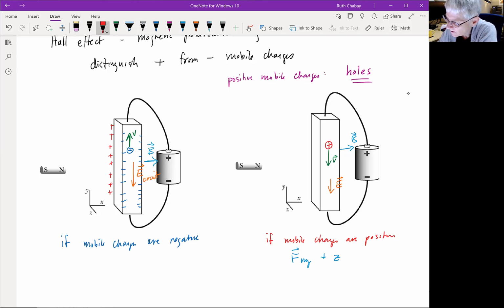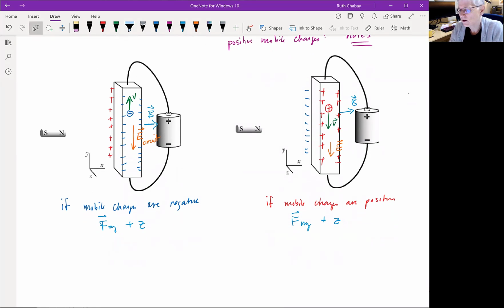And so what we're going to get is positive charge building up on the front of the bar here, and negative charge building up on the back of the bar. So in both cases, the force was actually in the plus z direction. And why is that? Well, because in addition to the sign of the carriers being different, the velocity was in a different direction. So now this is actually something that we can distinguish.